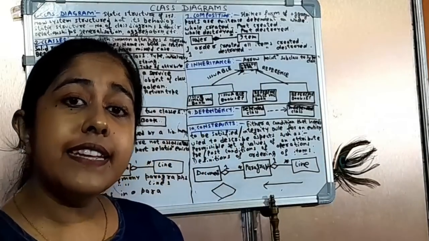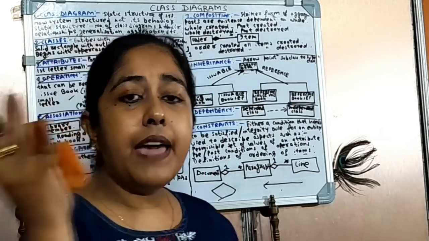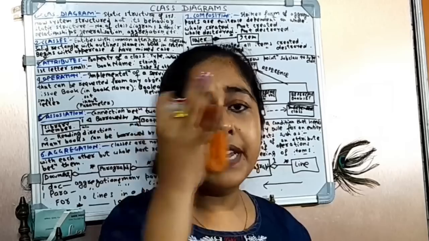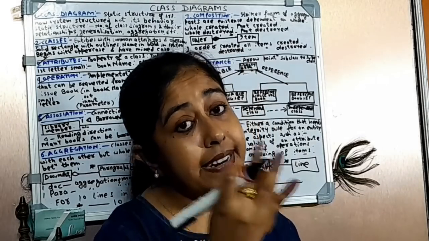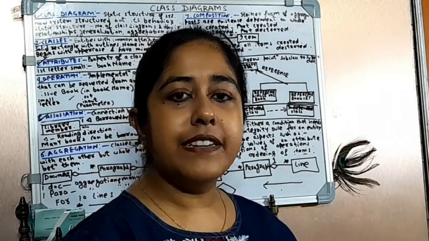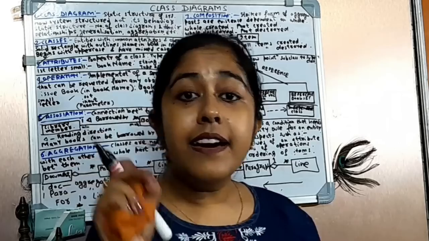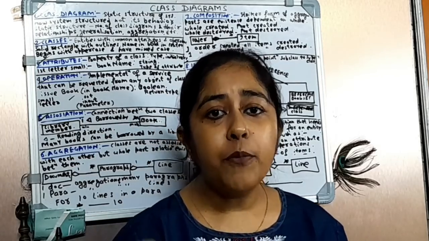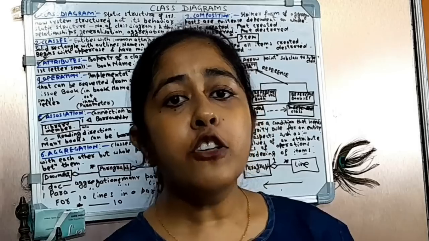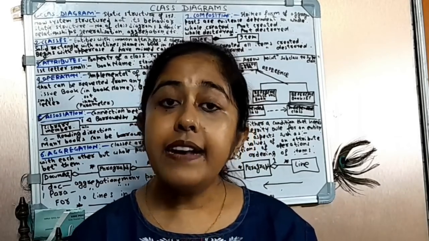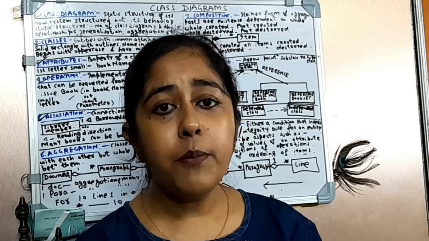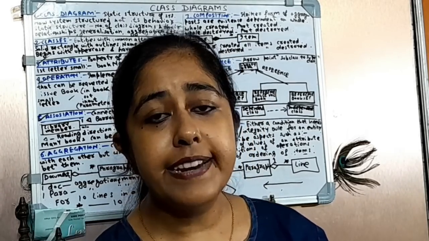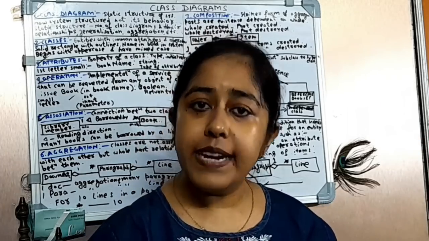Now the other things are what? Same to same. When I am aggregating some lines, I am getting a paragraph, and when I am aggregating some paragraphs, then I am getting a document. But here I am not sure about how many lines I am going to aggregate to get a paragraph, and again I am not sure about how many paragraphs I am going to aggregate or collect to get a document.